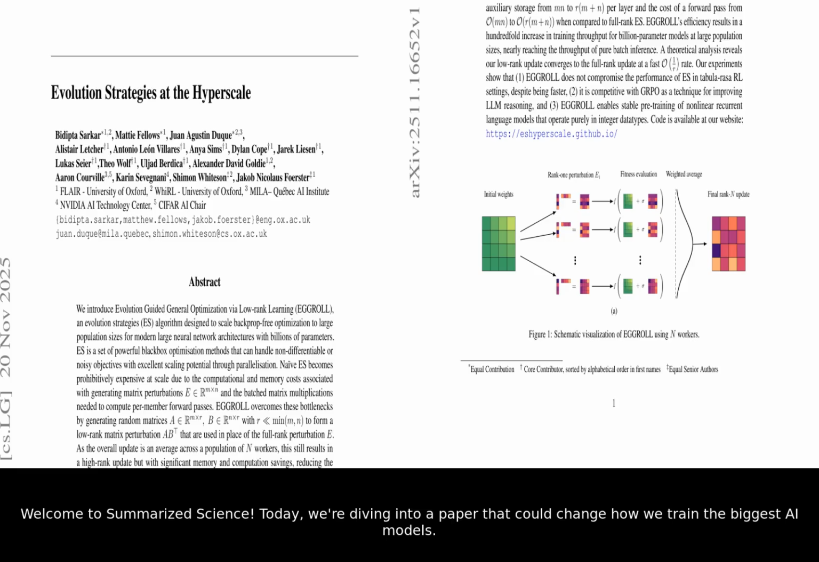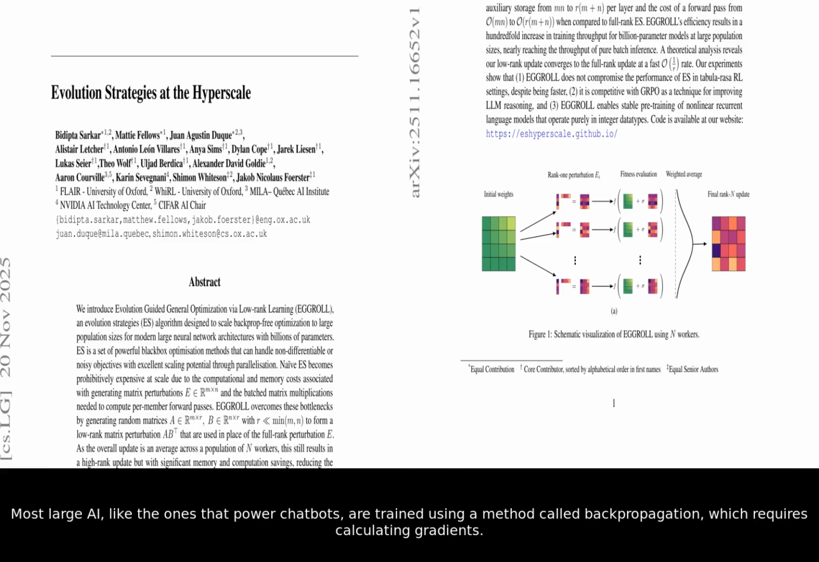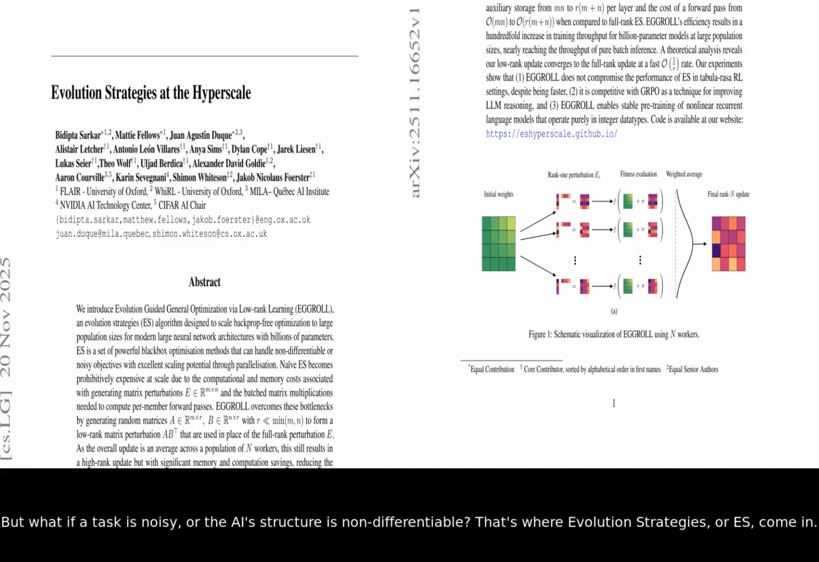Welcome to Summarize Science. Today, we're diving into a paper that could change how we train the biggest AI models. Most large AI, like the ones that power chatbots, are trained using a method called backpropagation, which requires calculating gradients. But what if a task is noisy or the AI structure is non-differentiable?